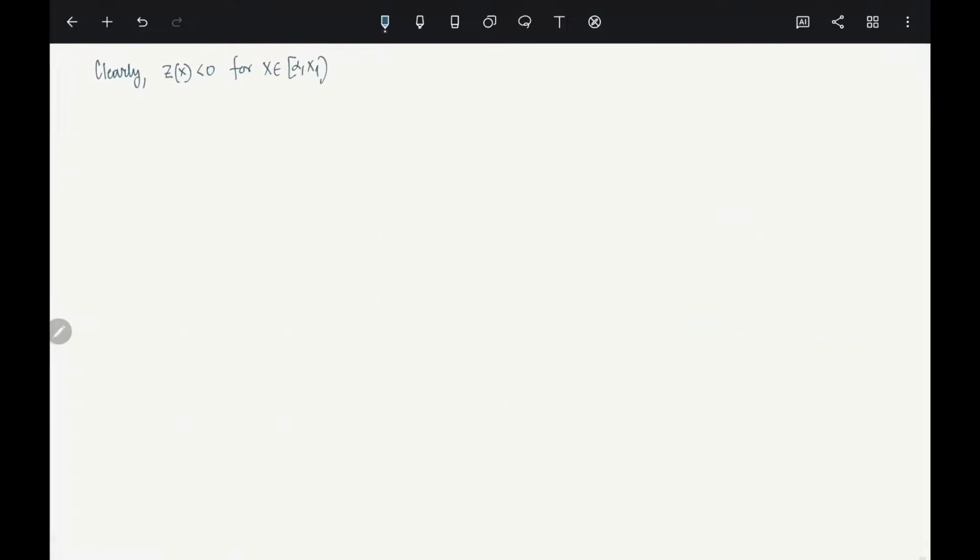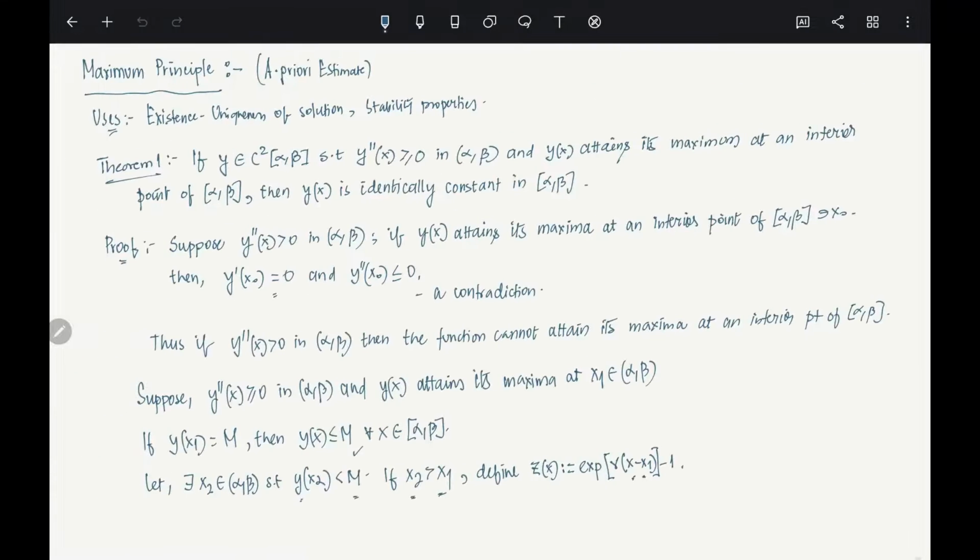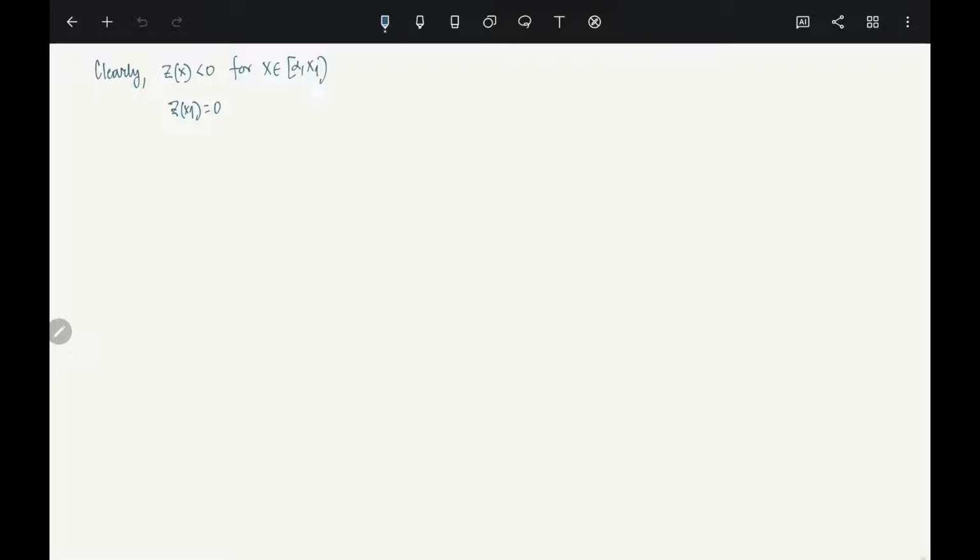Now, what is z of x1? Of course, that is 0. See, z of x1, if I am putting it, it is exponential 0, so it is 1 minus 1. So basically 0. And if x is greater than x1, in that case this is exponential of a positive minus 1. So basically you have this positive term, right? So z of x is positive for x in x1 to beta. Is this okay?